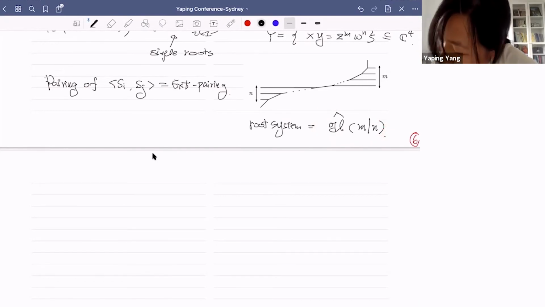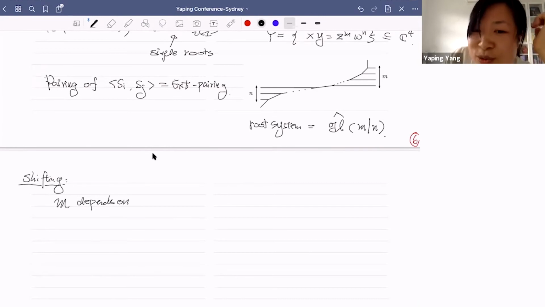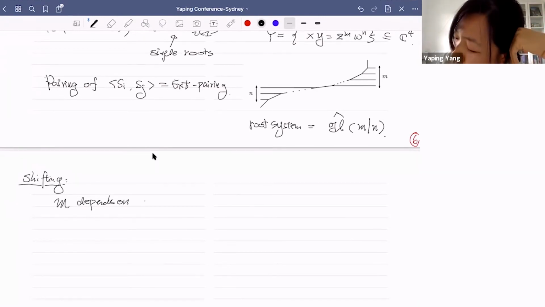Maybe I'll quickly say geometrically how you get the shifting. My moduli space depends on two things. One is this preferred sheaf V, and in all my examples, this V comes from an algebraic cycle.